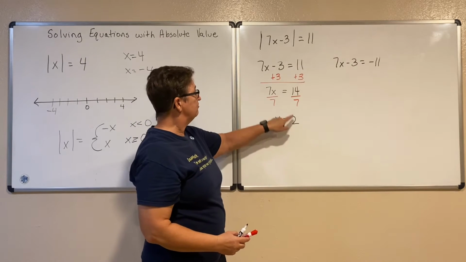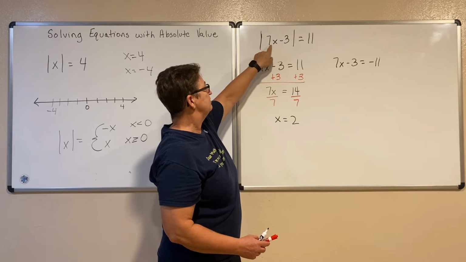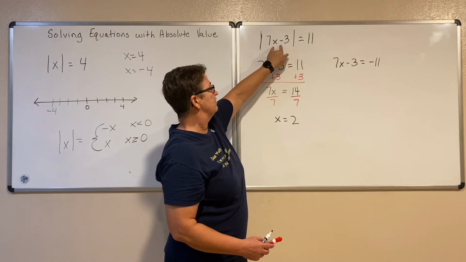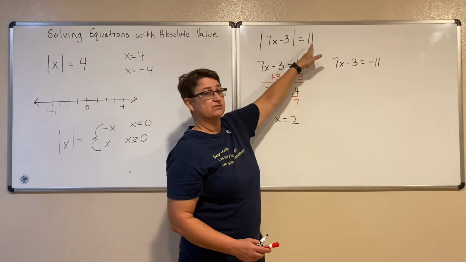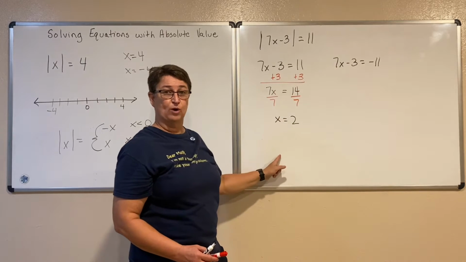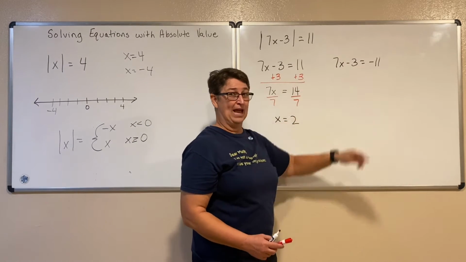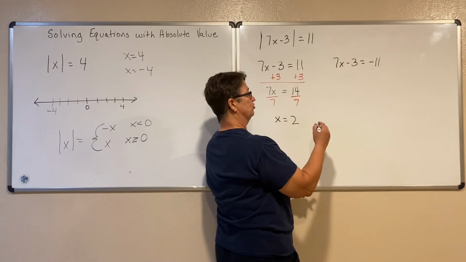Notice, if I put this 2 back in for x, 7 times 2 is 14. 14 minus 3 gives us 11. The absolute value of 11 is 11. That does make this equation true. But there's going to be another answer as well that x could be that would make this equation true.